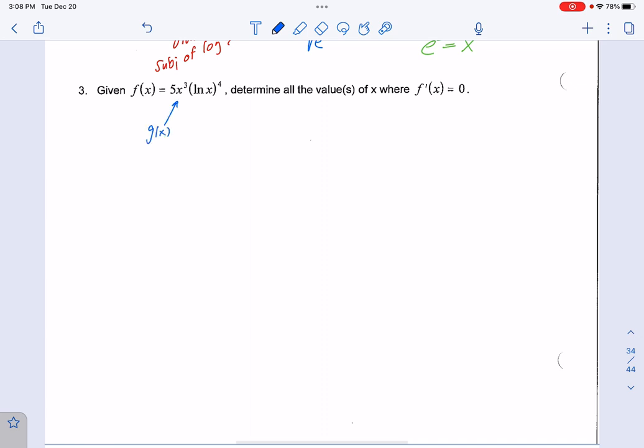All right, let's look at the second one. Same idea. The only difference is it's a little bit more complex. I've got a g of x and I've got an h of x. So my f prime of x is going to be the derivative of the first one.